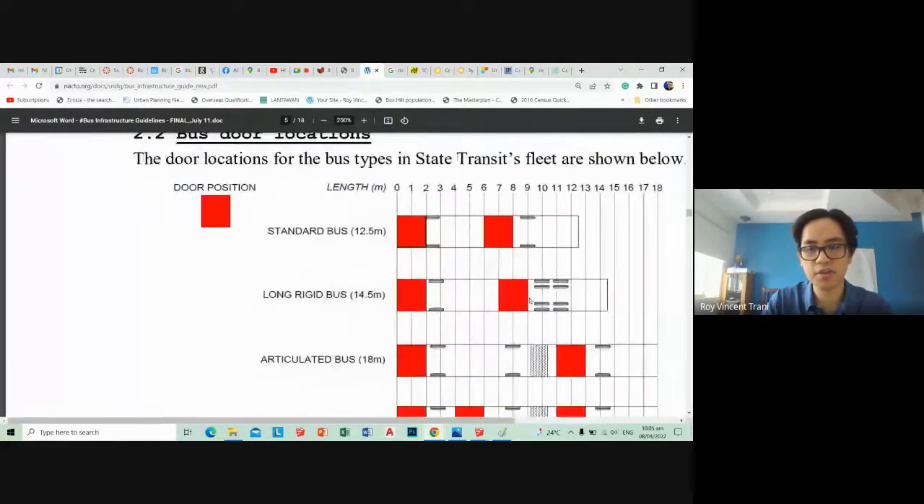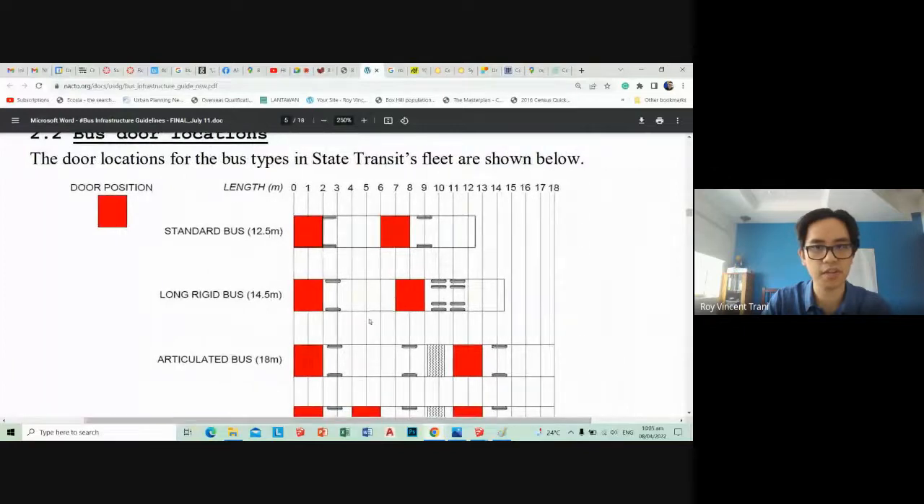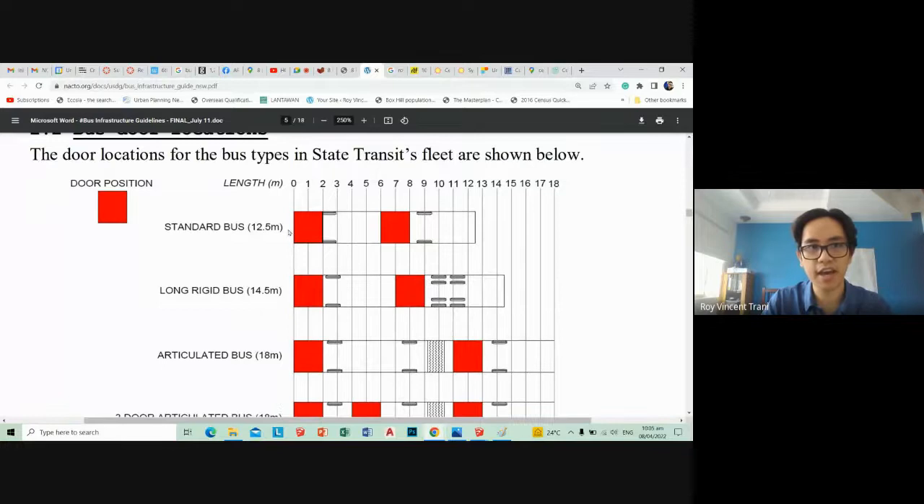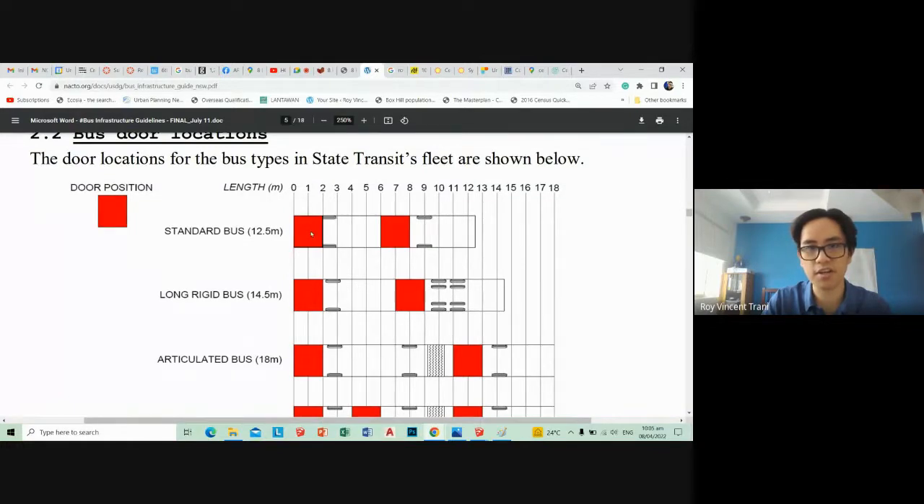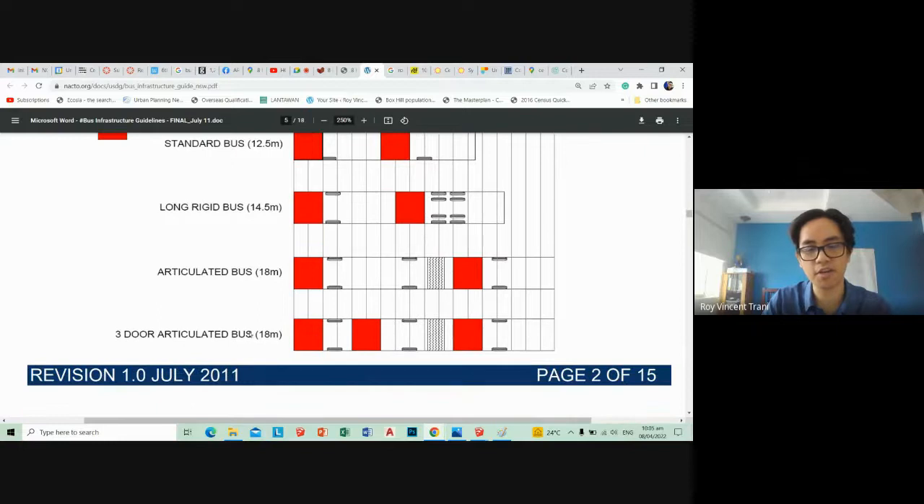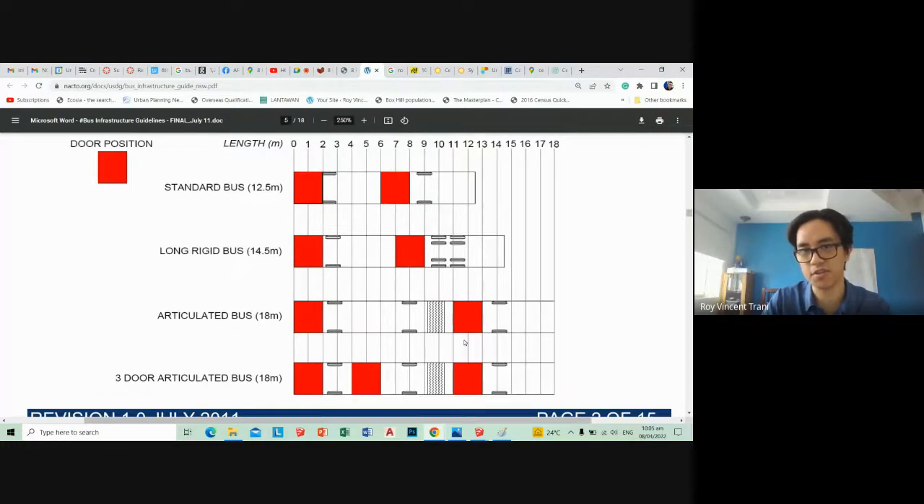So I think the buses in the Philippines are way smaller than the international buses. The standard bus at 12.5 meters length has doors at 0 to 2 meters from the front and about 6 to 8 meters from the front. The long rigid bus has around the same positioning. The articulated bus is longer, and the 3-door articulated bus obviously has 3 doors. This will be good information for you, especially for planning out the experience of how people get onto the bus.